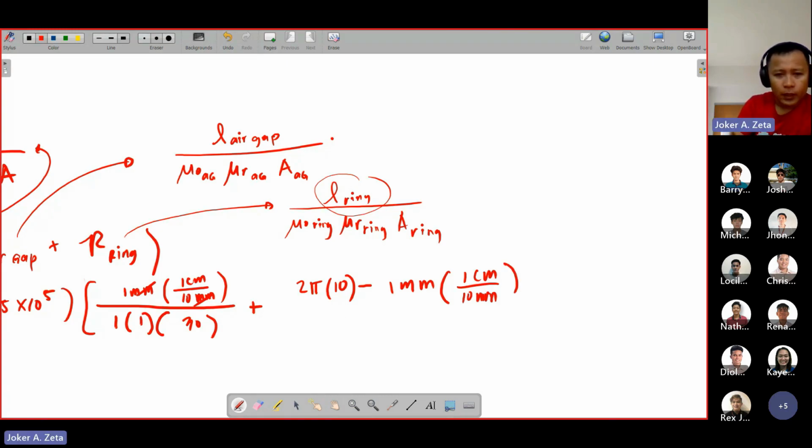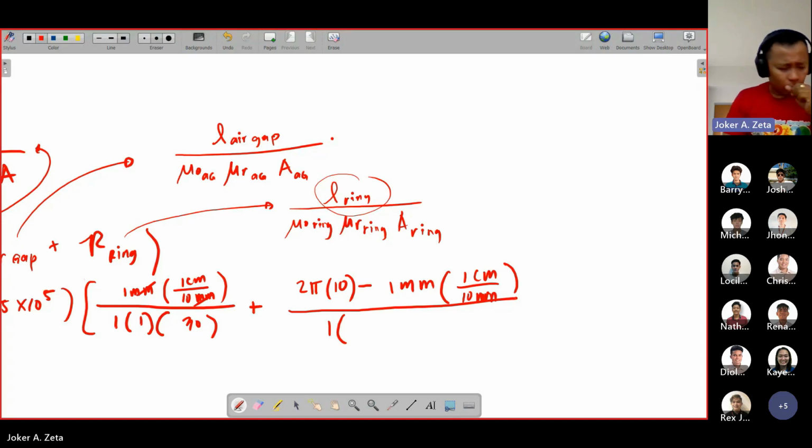Then, divided by mu naught, the open space permeability, and then the area. So, 1 times the area.